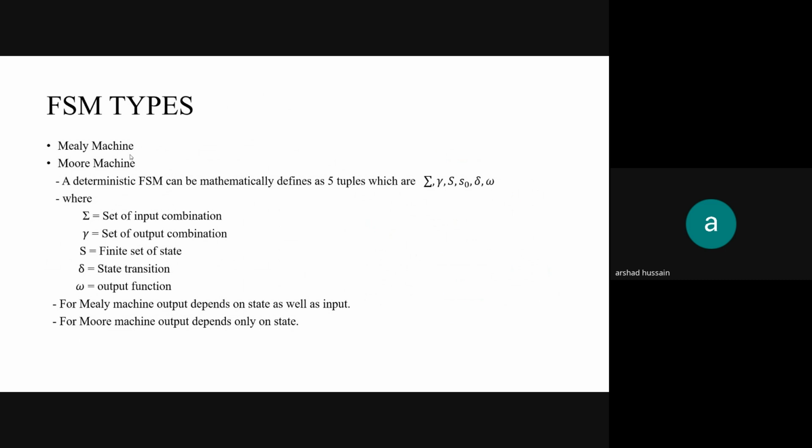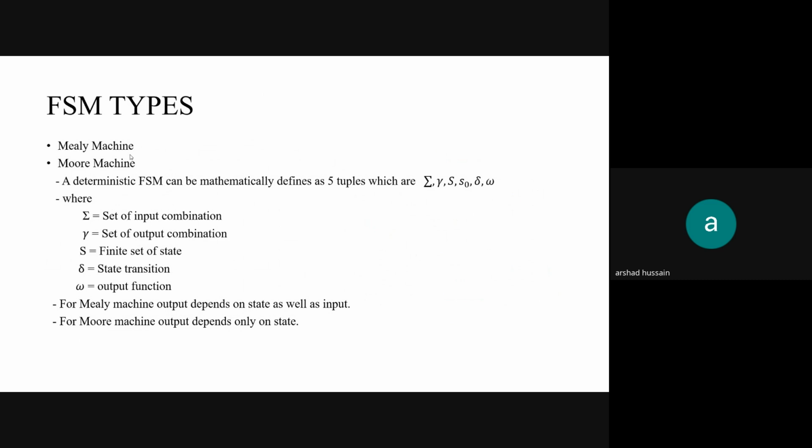But from the practical design point of view, we will be considering only a deterministic finite state machine. This deterministic finite state machine can be mathematically represented. As you can see, many symbols have been used, like sigma, gamma, capital S, S naught, delta, and omega, where sigma denotes the set of input combinations.